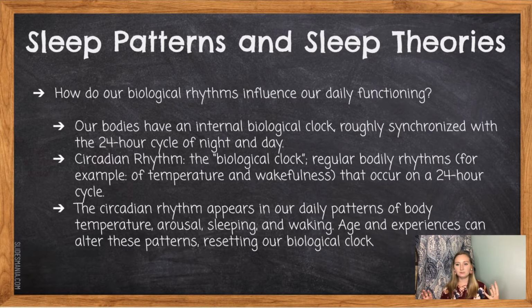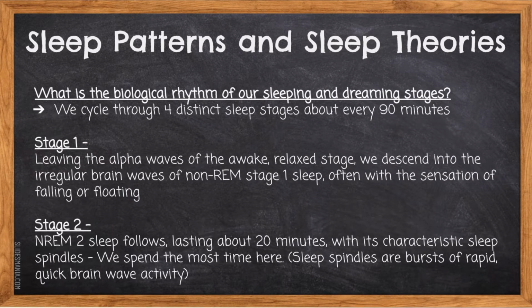Okay. What is the biological rhythm of our sleeping and dreaming stages? So we cycle through 4 distinct sleep stages. It takes about every 90 minutes. So the whole sleep cycle is about an hour and a half. All right, stage 1. We leave the alpha waves of the awake, relaxed stage. So you lay down, you go to sleep, right? You start to go to sleep, you start to drift off. All right, you're awake still, but your body's relaxed. Those are alpha waves. And you start descending into the irregular brain waves of non-REM stage 1 sleep.